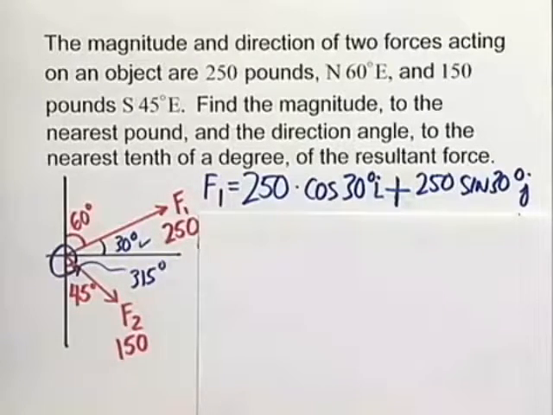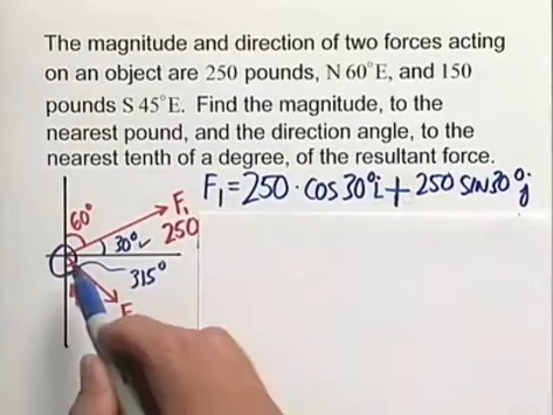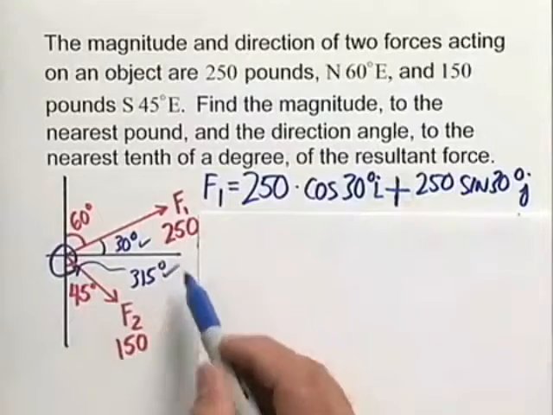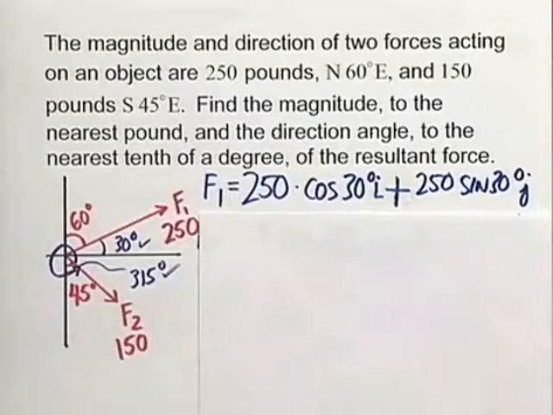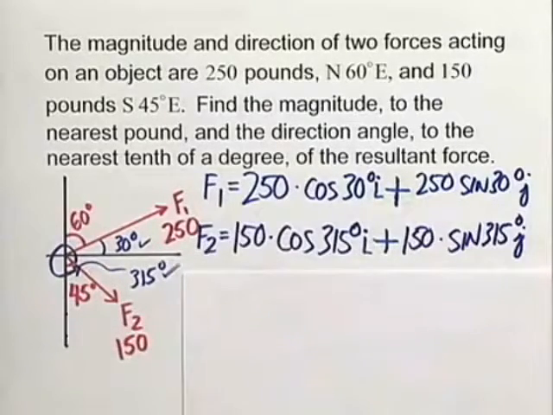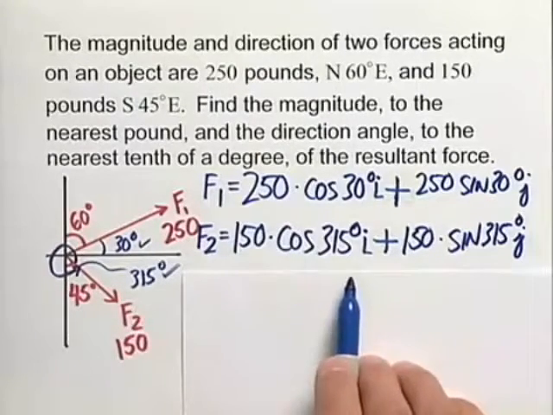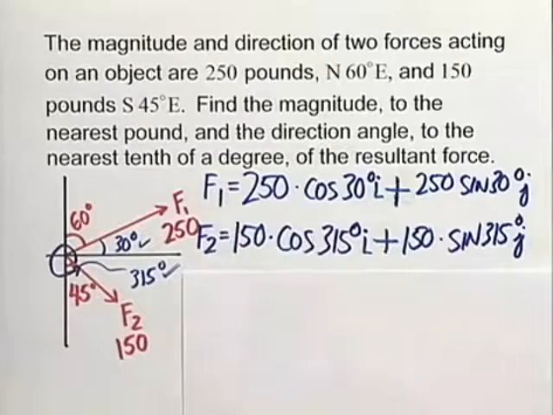Now let's look at our second force. It's not as large, so the arrow is shorter. It's 150 pounds in the direction of south 45 degrees east. Now if we look at that as an angle between 0 and 360, that is 315 degrees. And we will use that to write this force as a vector. And that's of the form 150 times the cosine of 315 degrees i plus 150 times the sine of 315 degrees j. So we have our vector 1 and vector 2 for our respective forces.